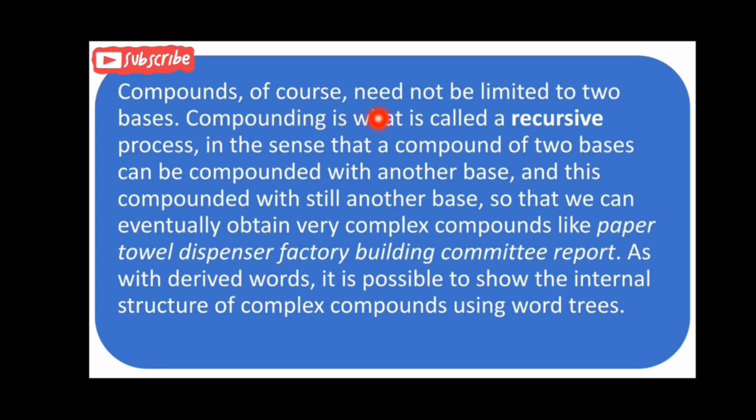Compounds, of course, need not be limited to two bases compounding in what is called a recursive process, in the sense that a compound of two bases can be compounded with another base and this compounded with still another base, so that we can eventually obtain very complex compounds. So what is a complex compound? When you add compound plus compound plus compound. So we can't say that compounds can be limited only to two bases, right?